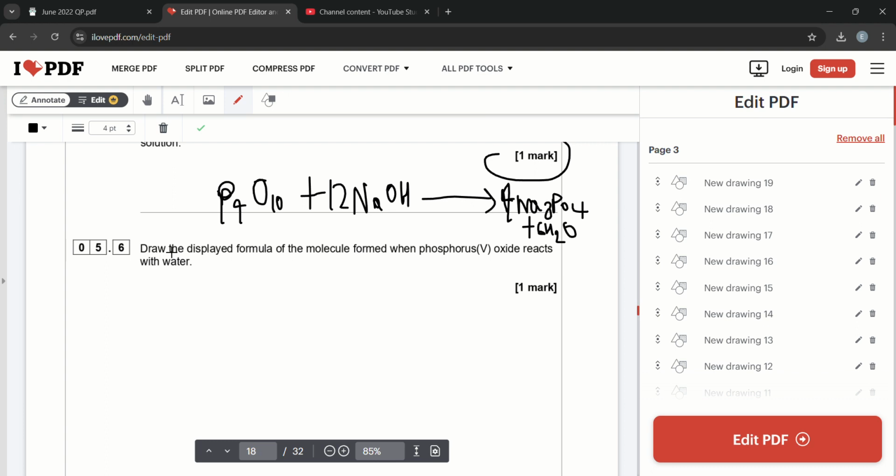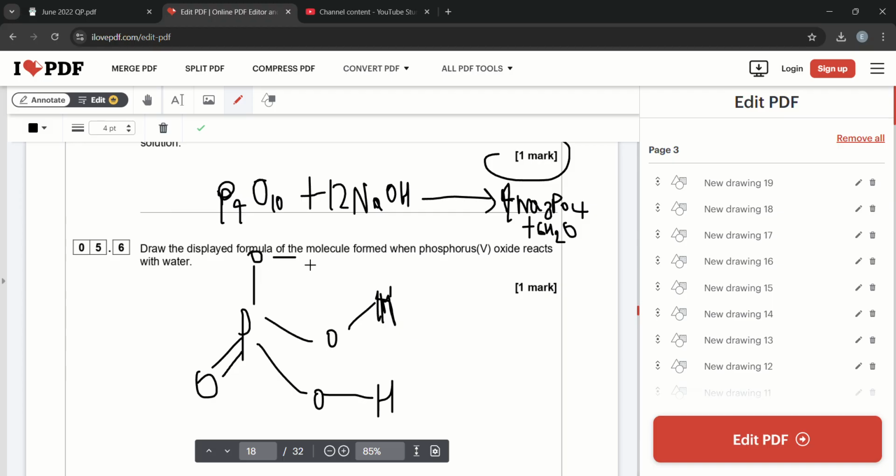Well, phosphorus oxide P4O10 reacts with water. It's going to be P, and it's definitely going to have a double bond with an oxygen. We're going to have an O and an H, another O and an H, and another O and an H. So P with a double bond O, OH, OH, OH.